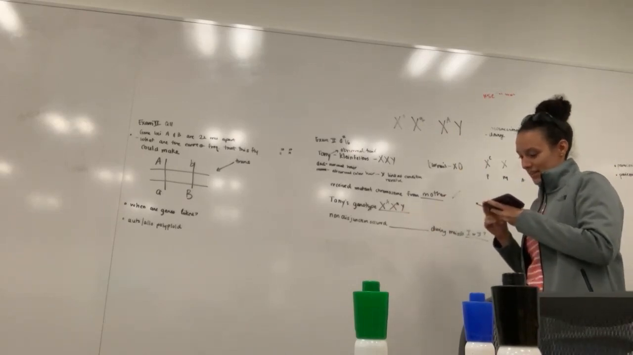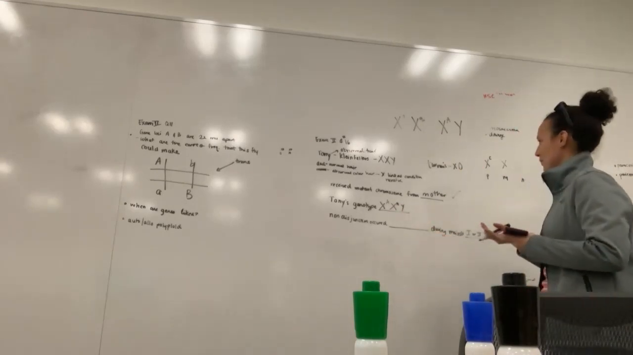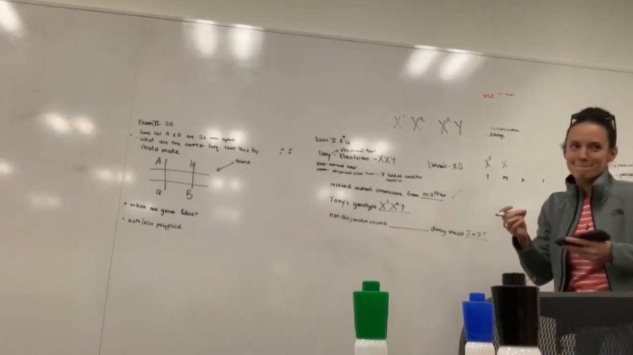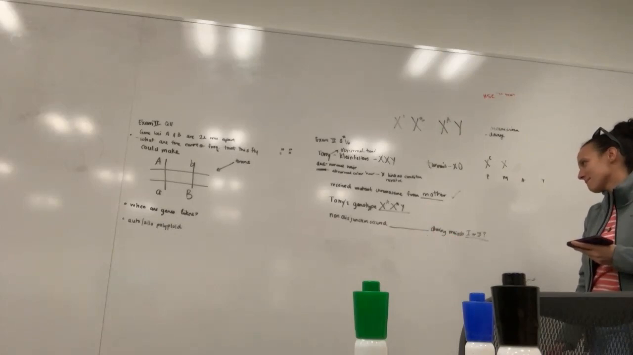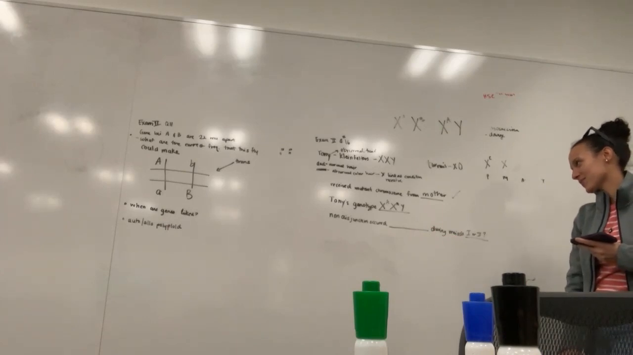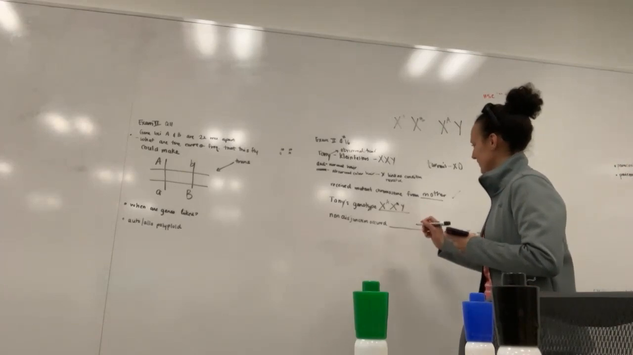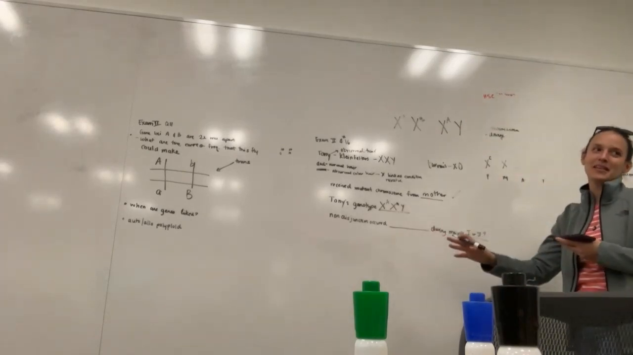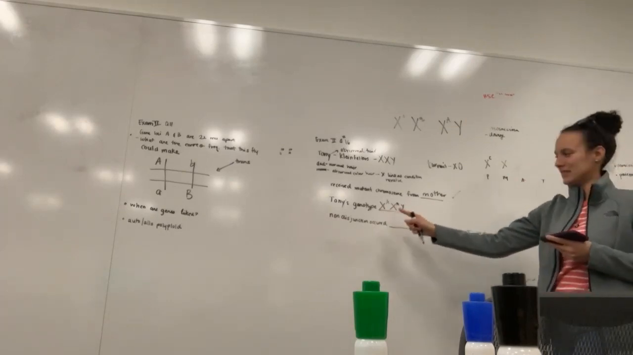Non-disjunction occurred in whom, and when? Right now, can you tell who had the non-disjunction? Think about who can give what. Probably dad. Honestly, dad. Without even having to go through it, mom can't give an A or a Y, so it was the father.